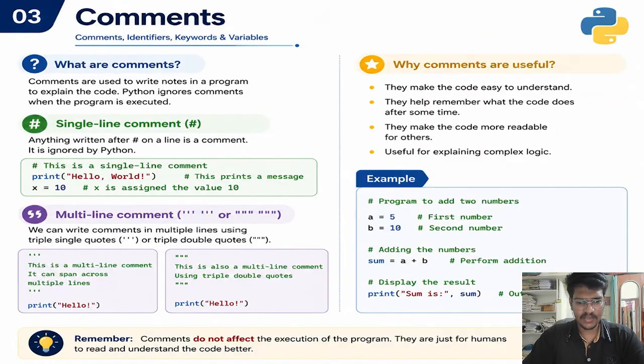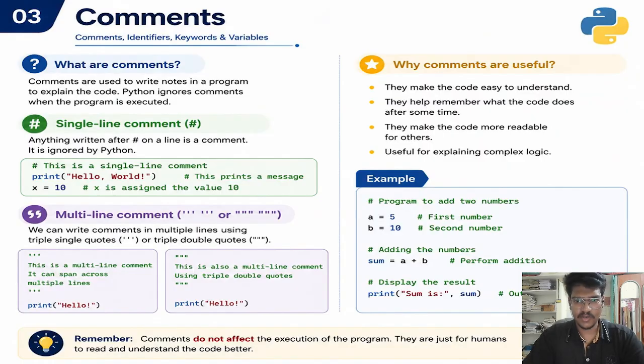For that we use multi-line comments. We can do this using triple quotes or double quotes. Everything between these triple quotes is ignored by Python. Now the question comes, why are comments useful?